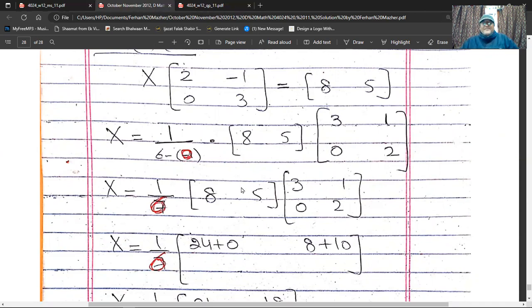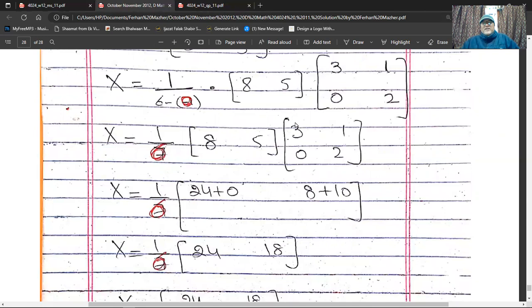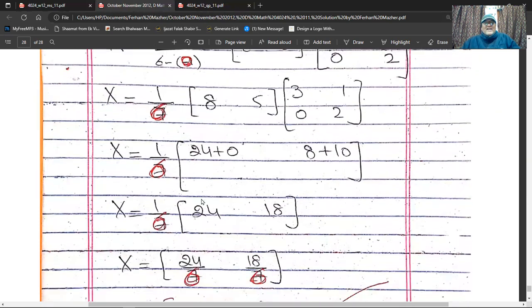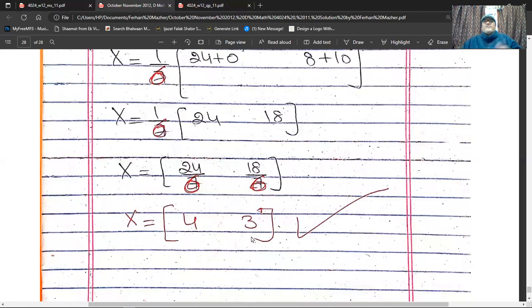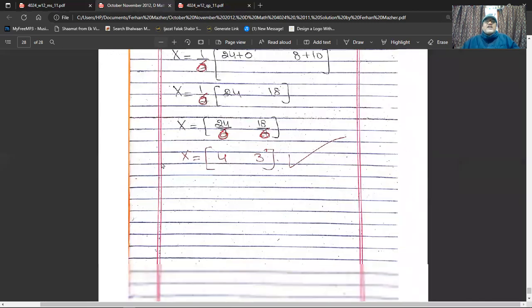So you just multiply. This will multiply with the first column, then this will multiply with the second column. So 8 threes are 24, plus 5 into 0. Then 8 into 1 will be 8, 5 into 2 will be 10, and they will add up. So you will have 24 and you will have 18. So 1 by 6 outside. So 24 by 6, 18 by 6. So you will have 4 and 3.